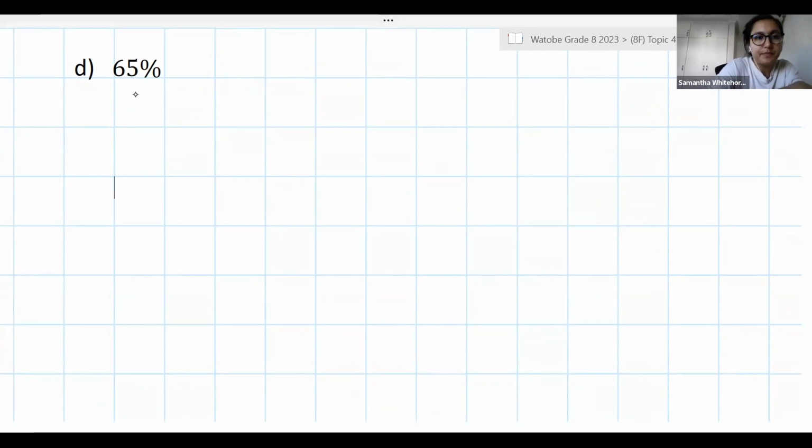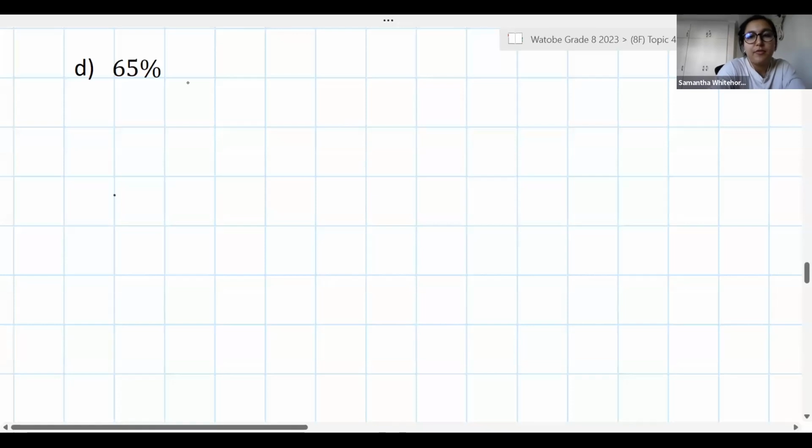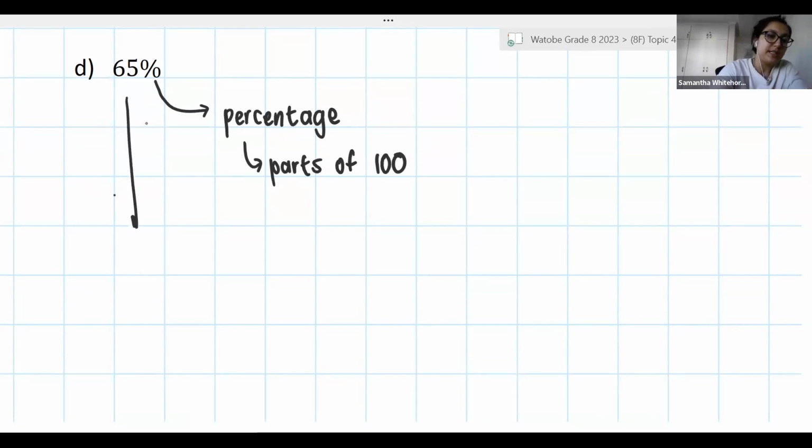So if we look at 65%, what we need to remember is that a percentage basically means parts of 100. So percent represents 100, so this is parts of 100. And that's essentially what a percentage is. It's saying we have this many parts out of 100. So this 65% is saying that I've got 65 parts out of 100.